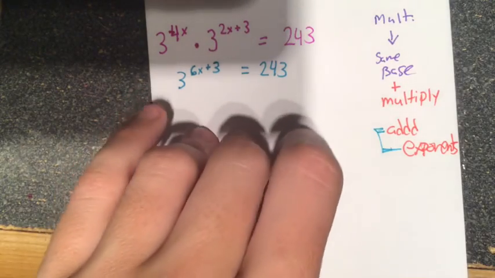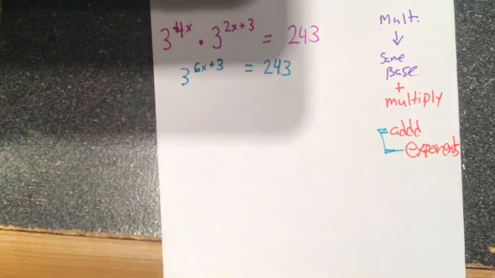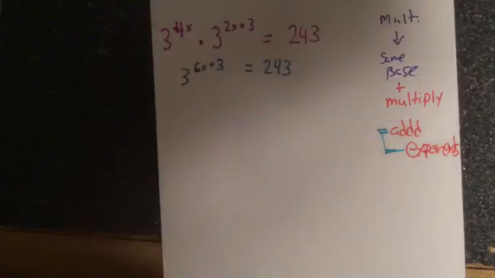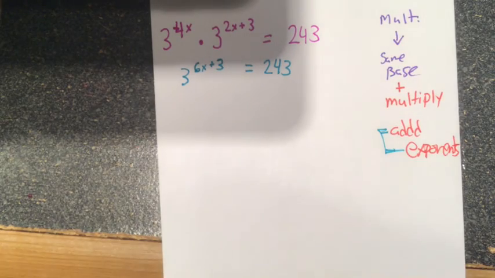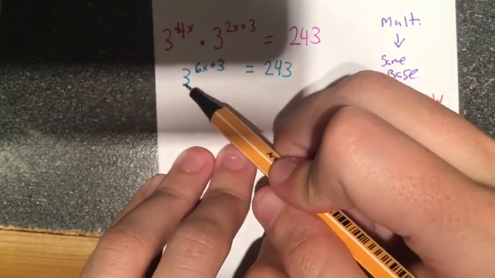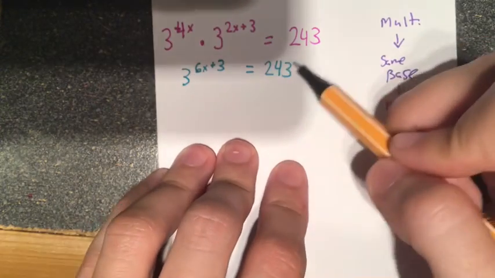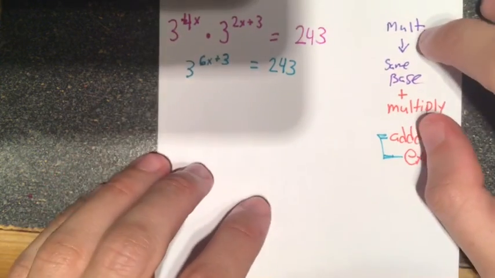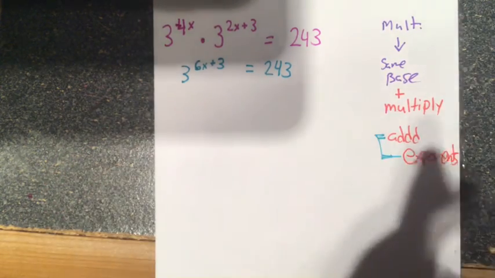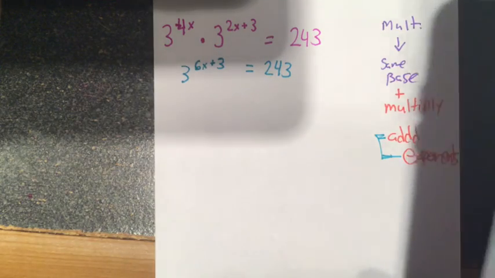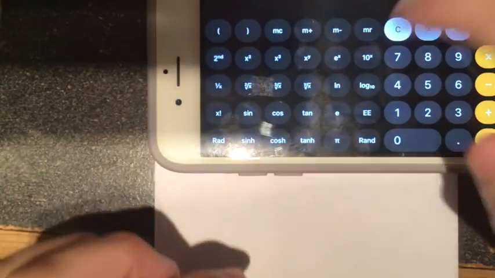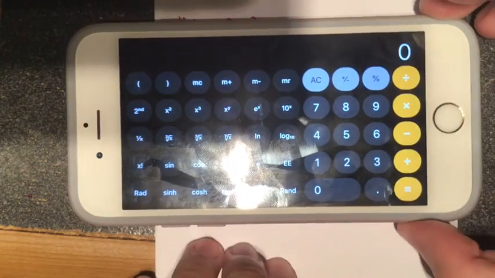And now I need to say to myself, 243: how can I rewrite that number as an exponent? I have a nice base of 3 here, so that means this number is probably going to be in some way divisible by 3. What you might have to do is take your calculator. Let me show you.